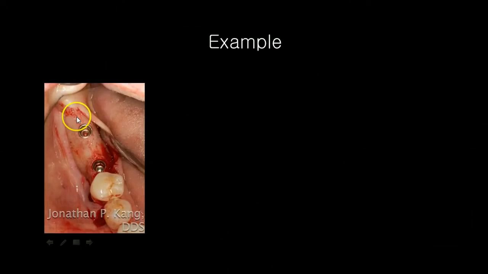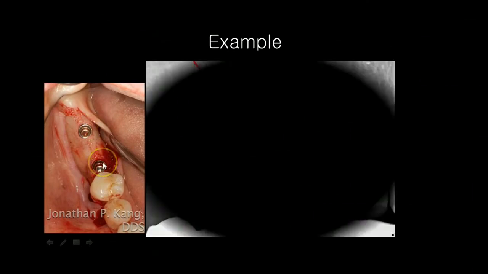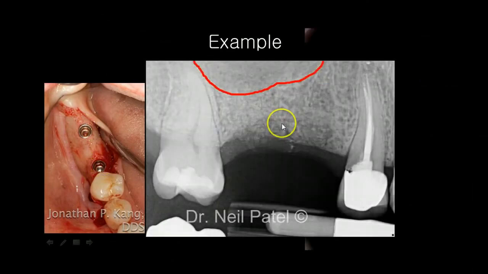Here's a clinical example of what we just talked about. This is compliments of Dr. Jonathan Kang. You can see these are implants here. You only see the 3.3 core here and the 3.3 core here. All right, here's another example. This is Dr. Neil Patel.